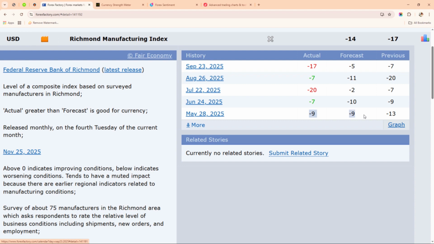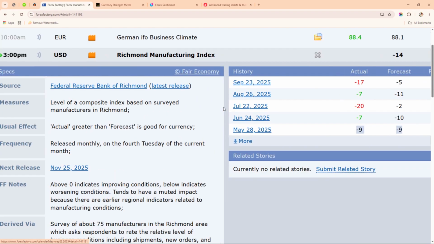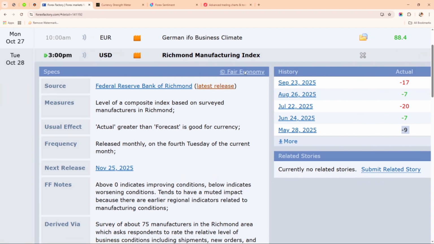So they say actual greater than forecast for currency. Whenever this is red, it simply means that it's bad for the currency. Whenever it's green, it means that it's good for the currency. Whenever it's black, it means that it's neutral. There's no difference between the forecast and the actual. That's what it means. So how do you go ahead to trade such stuff? If you want to go ahead and trade this kind of news information, it's very, very simple.